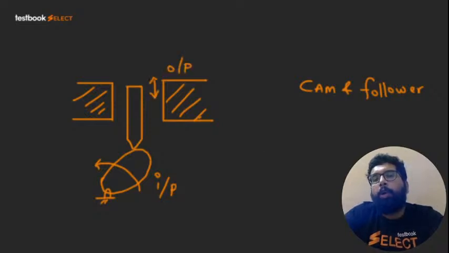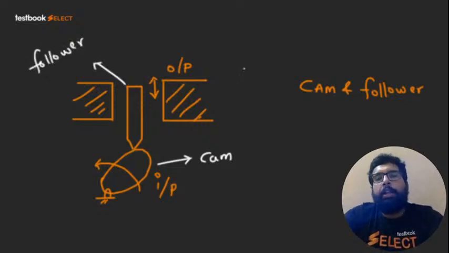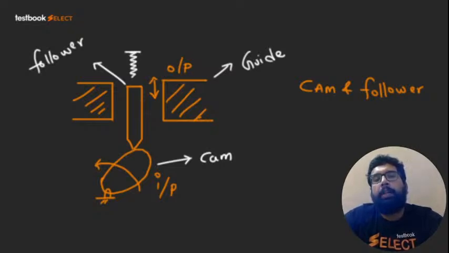Now, I want to ask you something. Can this follower, so this is the cam, what we say, it always rotates. This is the follower, let me say, and this is the guide. Now, in this guide, it will be a successful mechanism only when there is a spring there.